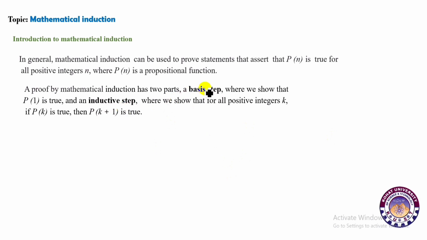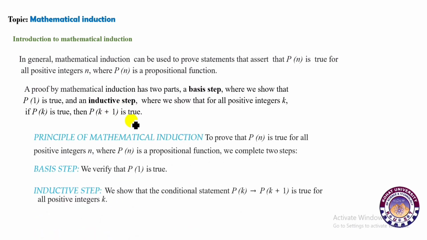In the base step, we prove the given proposition for starting integer, and in the inductive step we first suppose that the given proposition is true for n is equal to k, and then on the basis of this assumption we show that the given proposition is true for n is equal to k plus 1.